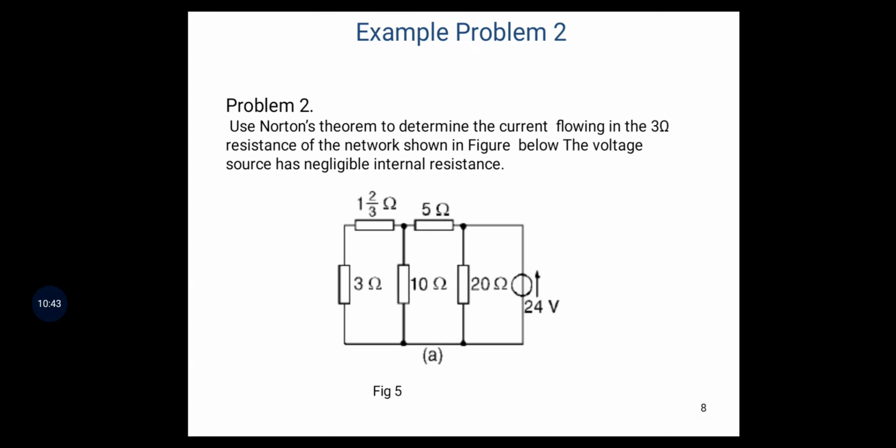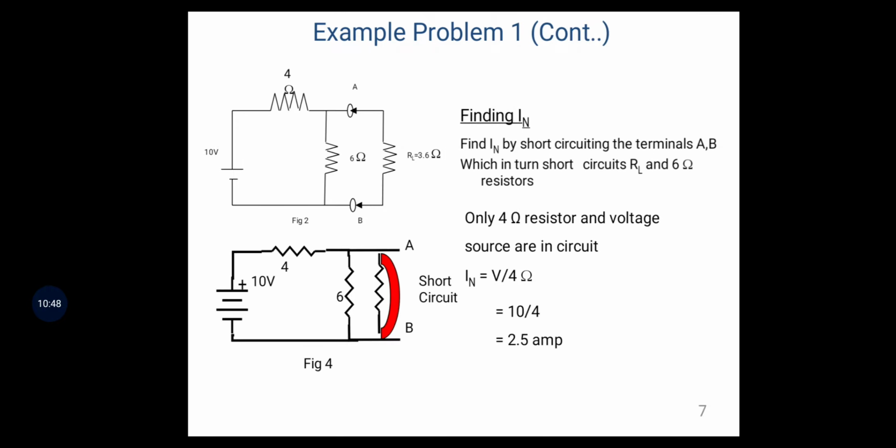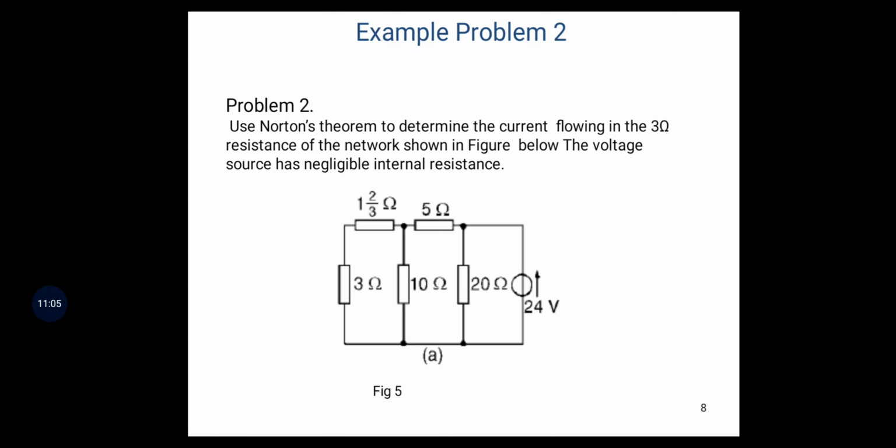Now we have found IN and RN. So we replace the whole circuit with IN in parallel with RN, then connect the 3.6 ohms load. In this way we solve circuits using Norton's theorem.